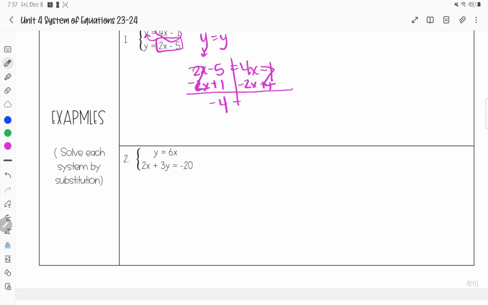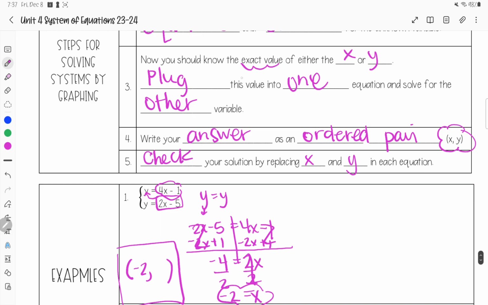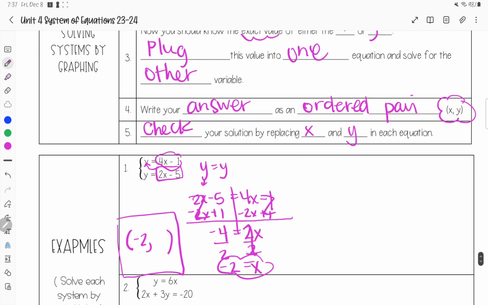So I'll have negative 4 equals 2x. Then I can solve for x by dividing both sides by 2. That will leave me x equals negative 2. So this is my x value in my ordered pair. Now I need to solve for my y value. That's where this one comes in. Now that I know the exact value of x, I know my x is negative 2, I can plug my x value in here, or I can plug it in here. It doesn't matter.